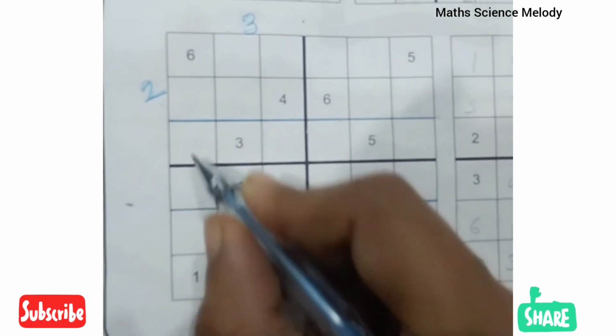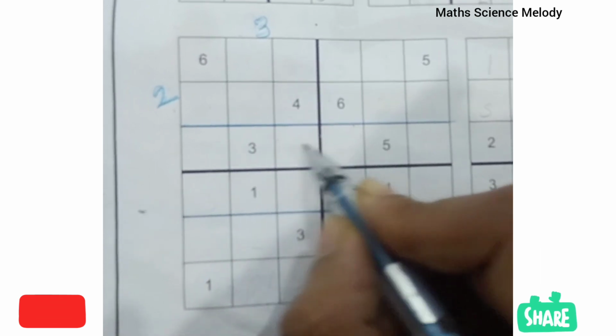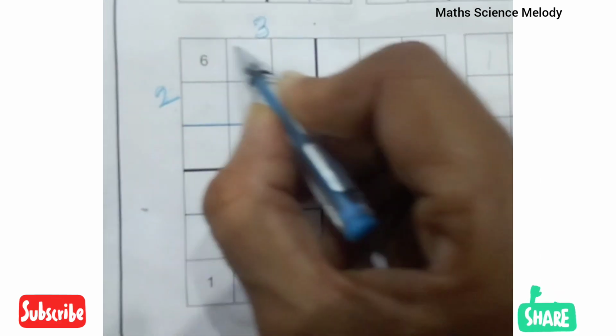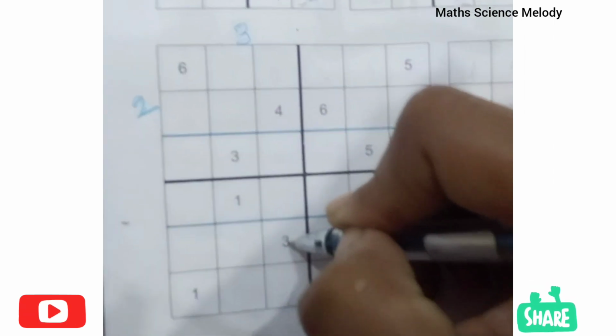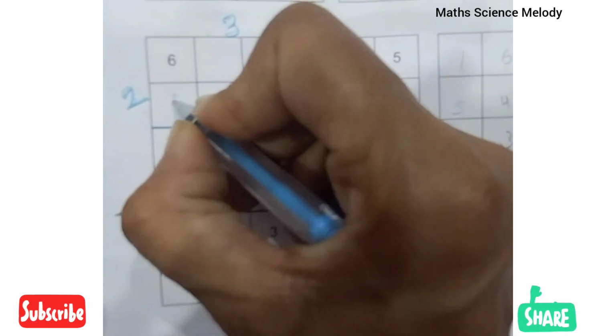2, let's find the place for 2. We cannot write 2 because we are not sure where we need to write 2. 3 we cannot place here. Here also we cannot write 3. In this mini grid 3 already appears. Now let's find the place for 3 in this mini grid and in this column. In this column 3 already appears here, so we cannot write 3 again in this column. Here also we cannot write 3 in this column, so only one place is left. We can write 3 here.